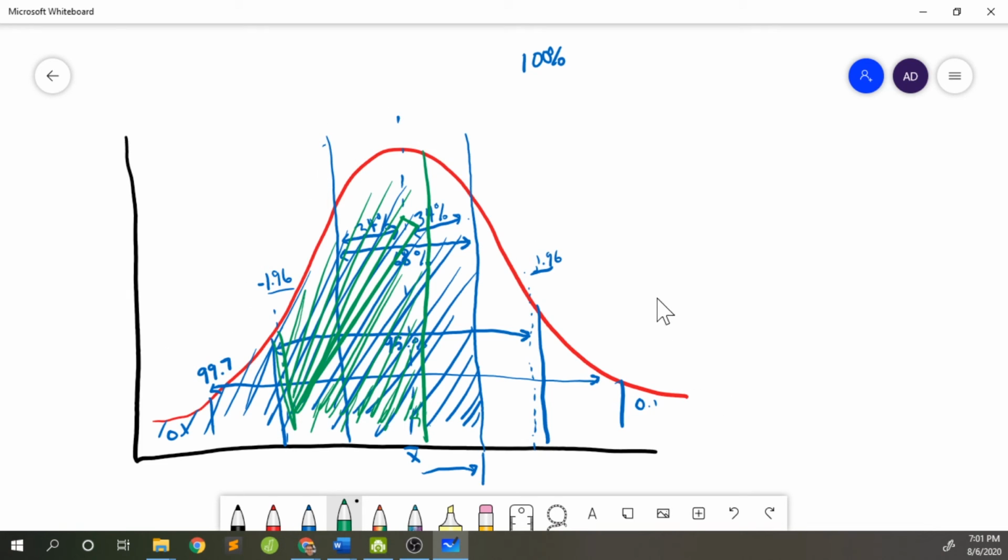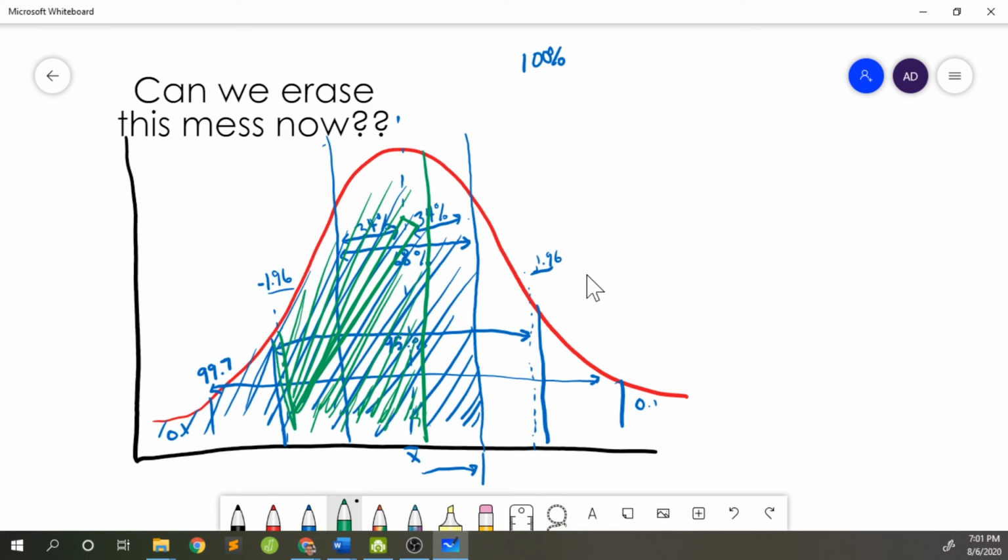Right? So what's the probability I would score a 1.96? Well, that seems like a fairly rare event. Only 5% of individuals score better or worse than 1.96 or negative 1.96.